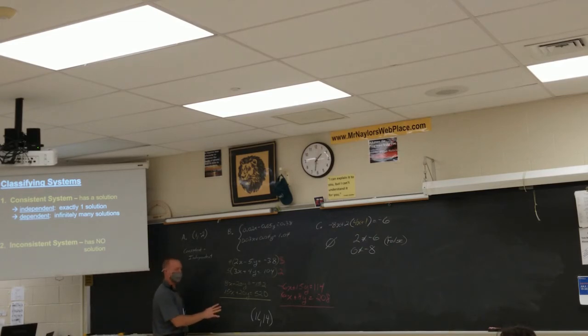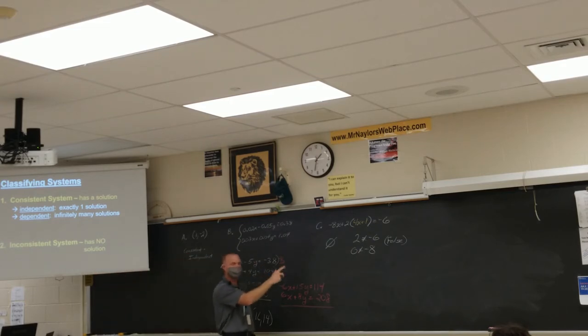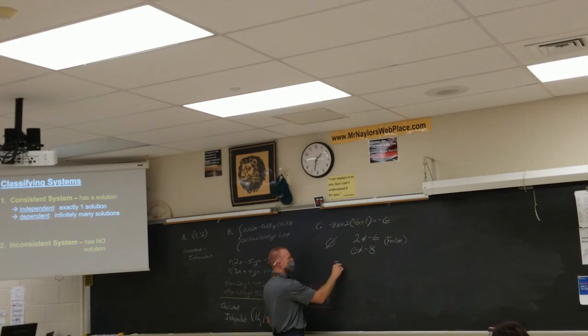Likewise with letter B. It's a consistent independent system. Now, are most systems consistent independent? Probably, because most systems, we get a nice little answer. But let's make sure we understand a few other things up here. This no solution system, yes, it's the inconsistent letter C. Letter C is inconsistent. It's just another word for the same idea.